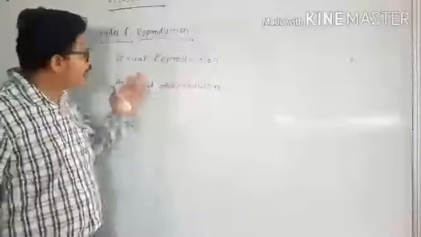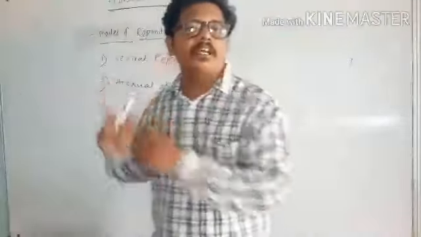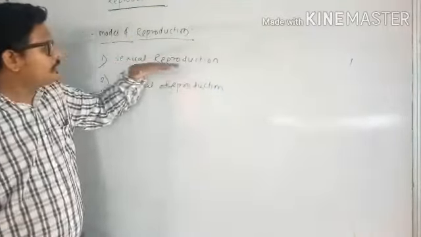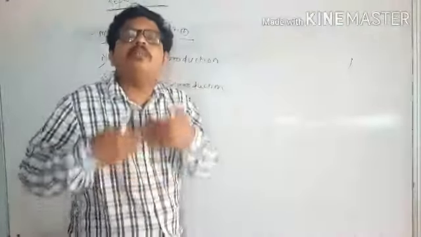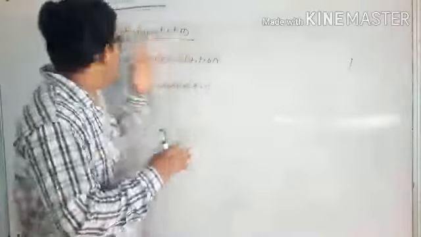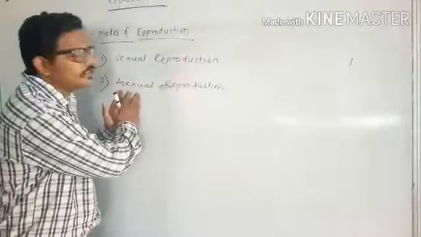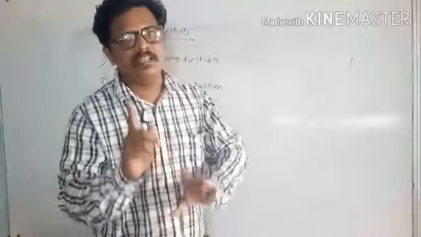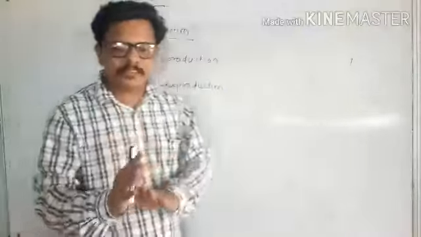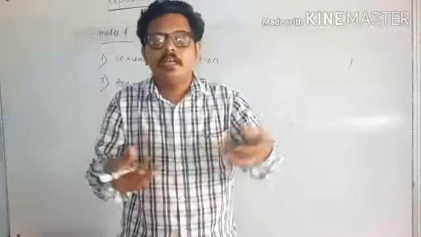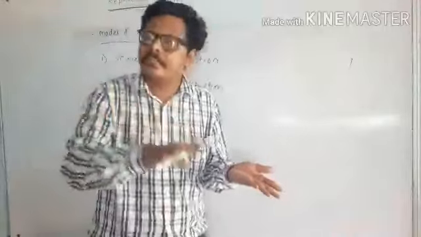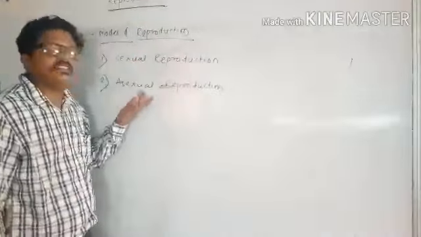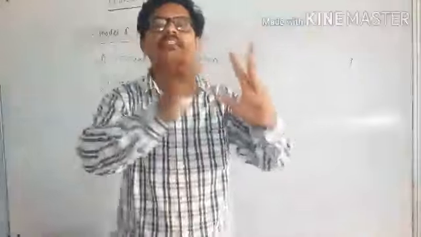So what is sexual and asexual reproduction? What is the difference between them? First of all, see, what is sexual reproduction? Sexual reproduction is concerned with the formation and fusion of gametes. While asexual reproduction is not concerned with the formation and fusion of gametes. Remember, I repeat, sexual reproduction involves the formation of gametes and fusion of two respective gametes, male and female, to form new individuals or offspring. While asexual reproduction does not involve formation and fusion of gametes.